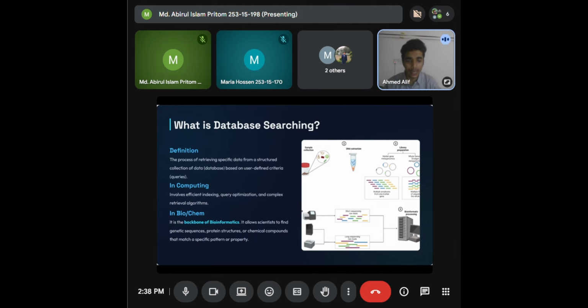In bioinformatics and chemistry, database searching is very important because scientists need to search DNA sequences, protein structures, or chemical compounds. Without database searching, it would be almost impossible to handle such a huge amount of biological data.